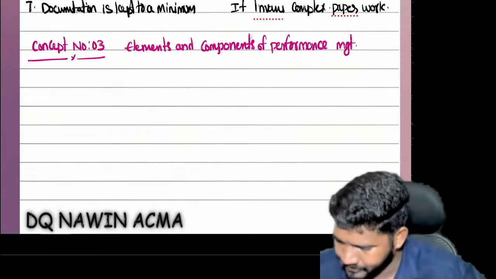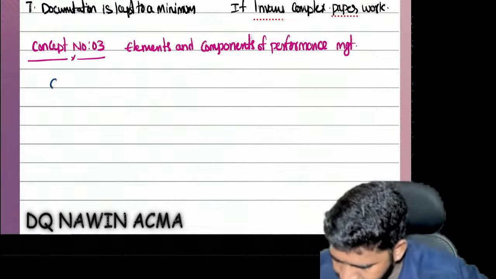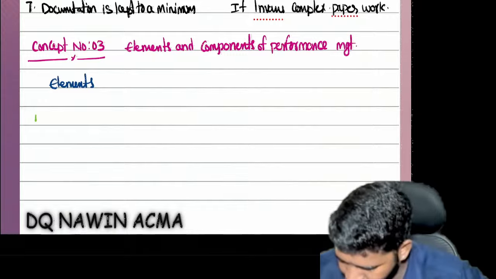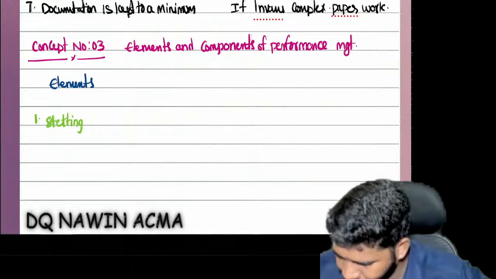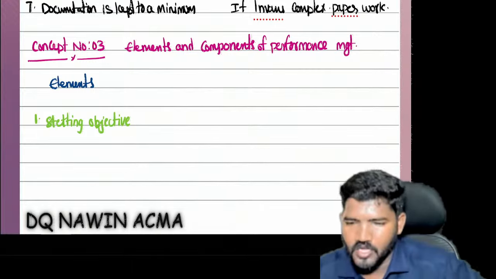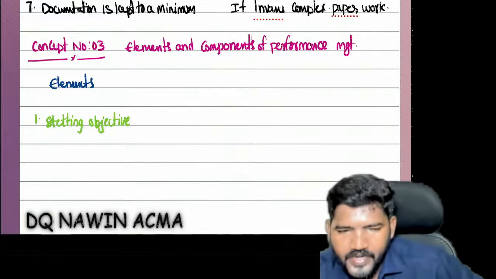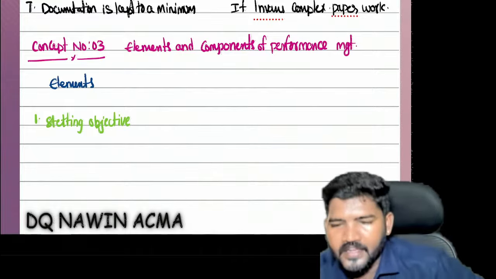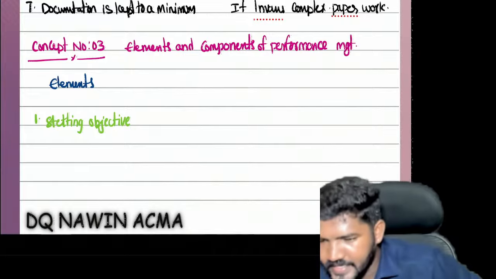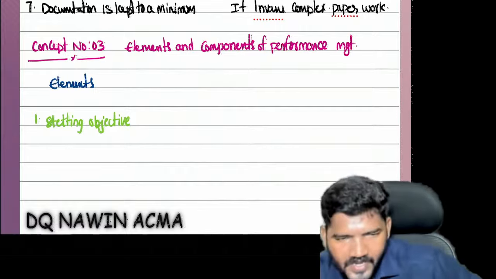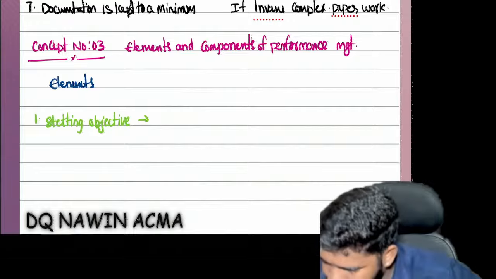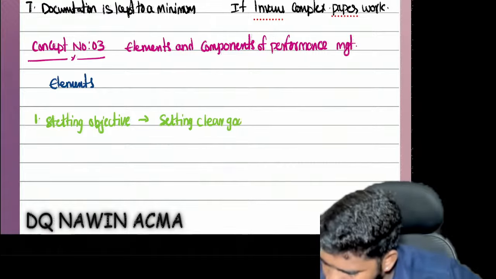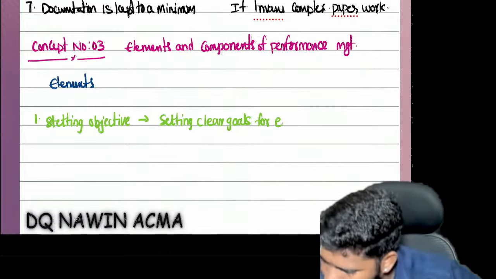Let's first see the elements. The first element is setting objective. Don't write long sentences, but at least write a sentence in your own language. You know the basic meaning of setting objective, so write that meaning in your materials. They provided only either side headings or huge content for those headings, but I am simplifying the content. So setting objective means setting clear goals for employees.